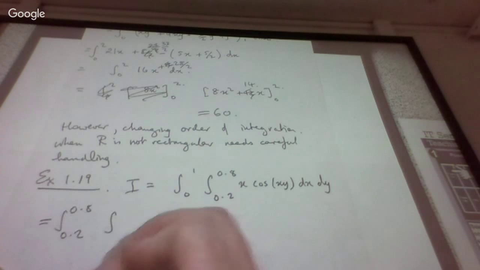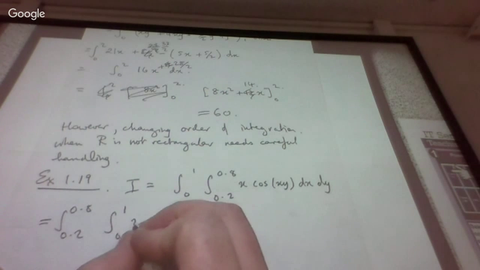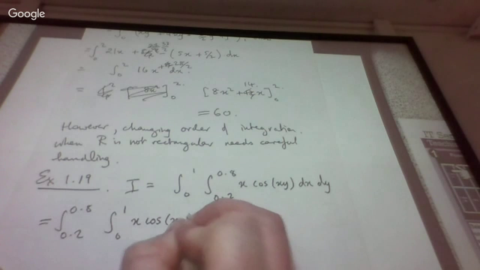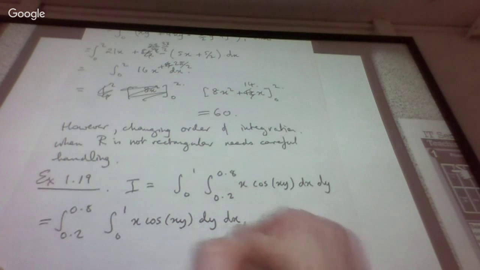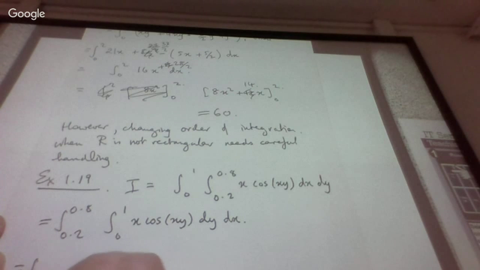When faced with an awkward double integral, it can be a good thing to try changing the order of integration. Because when you look at the integral this way, suddenly it's easier to make progress. We don't need the integration by parts technique to handle the inner integral. It's just an integral with respect to y of x times the cosine of x times y. So we just treat x as a constant.